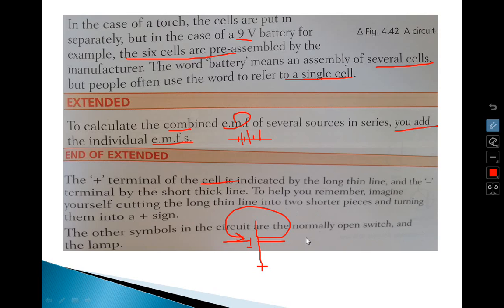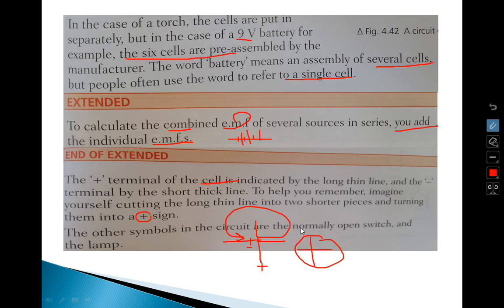To help you remember, imagine cutting the long thin line into two shorter pieces and turning them into a plus. If you cut this line in two parts and then add them together, you will get the positive terminal. Just remember that the long one is the positive part, the short one is the minus part, and the important thing is that the current starts moving from positive to minus.